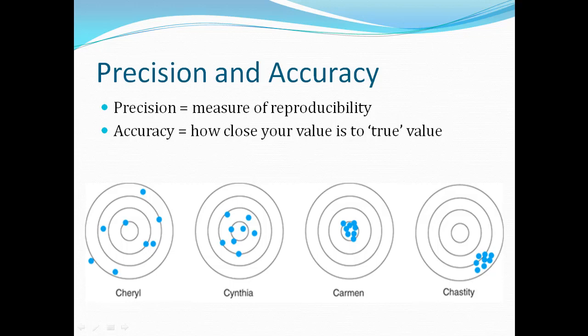What about Chastity? Chastity, unfortunately, is very precise, but not accurate at all. She's not even close to the bullseye. So those are the differences between precision and accuracy.